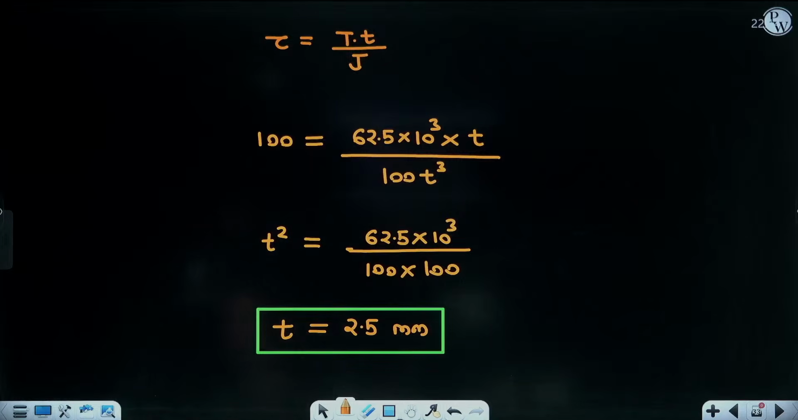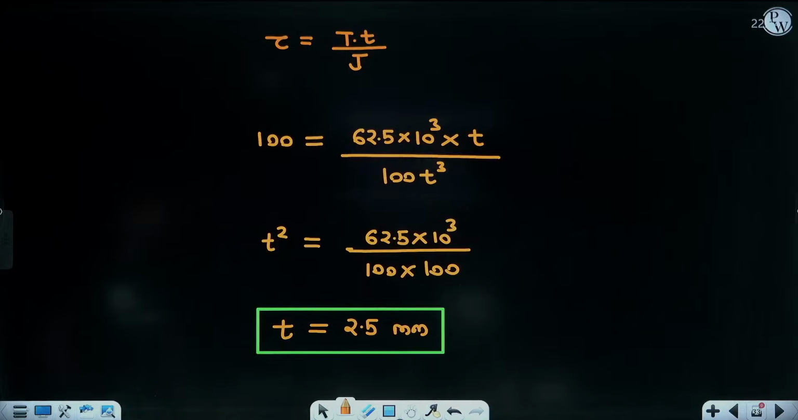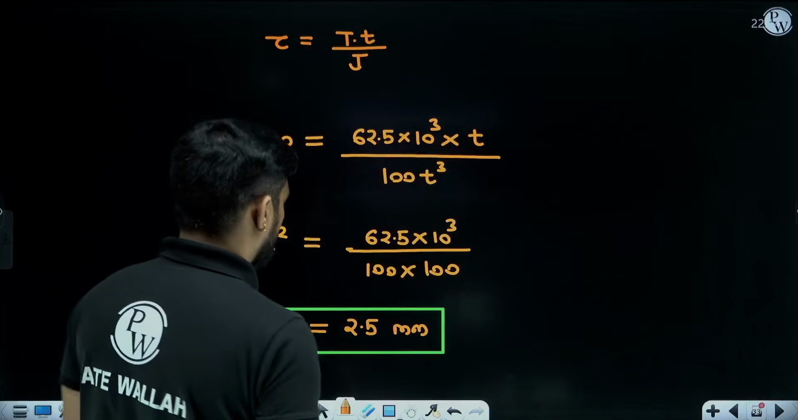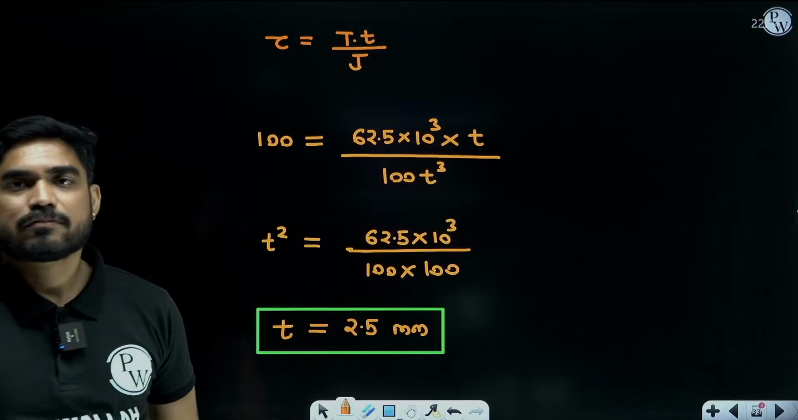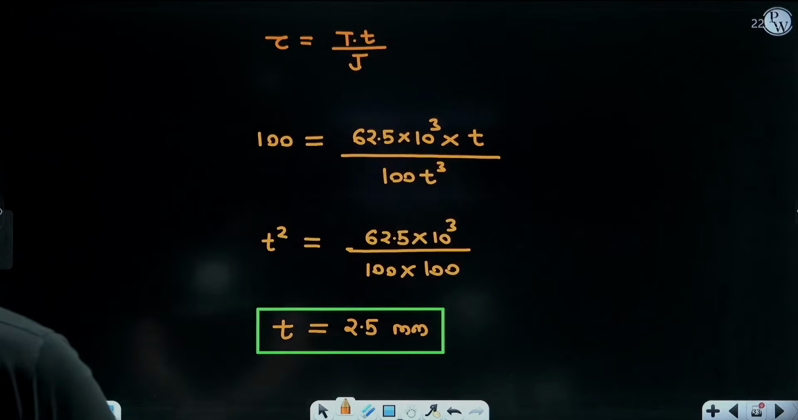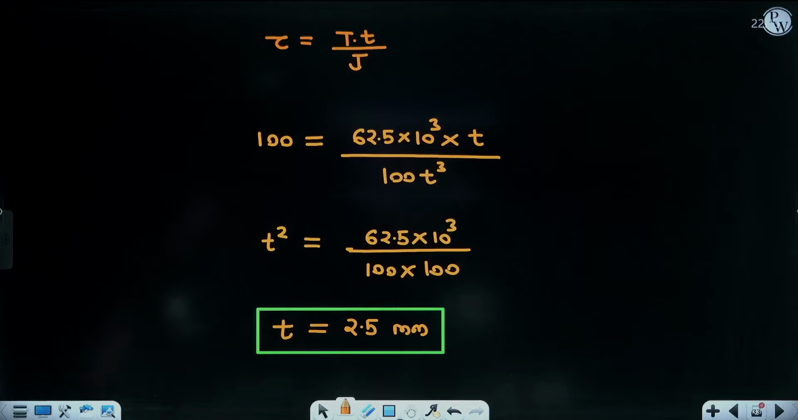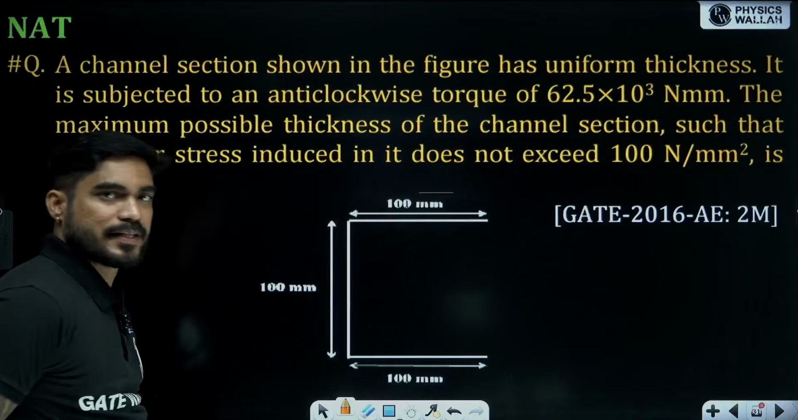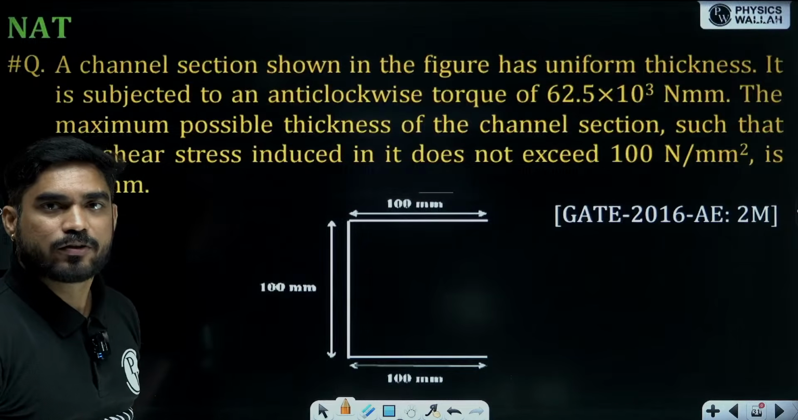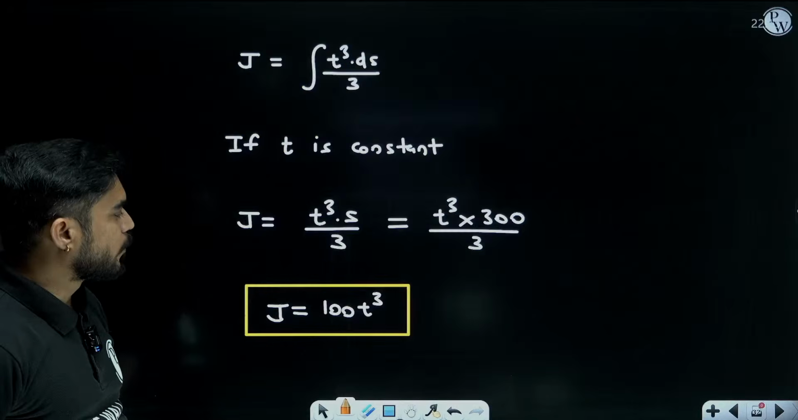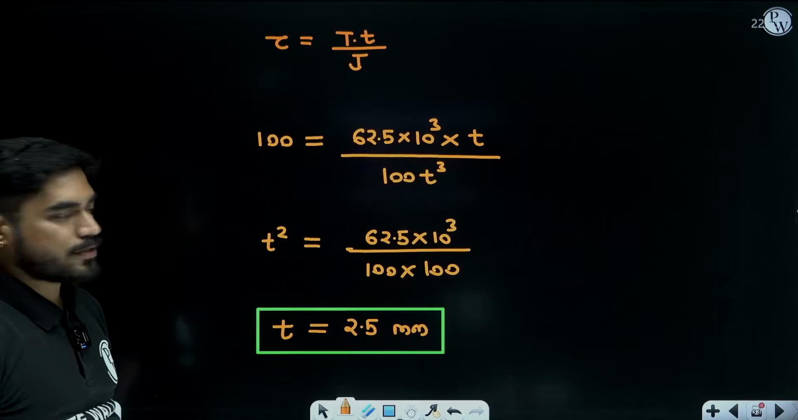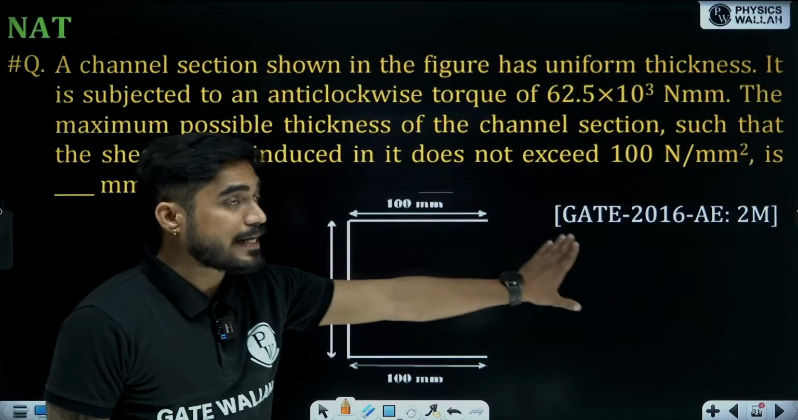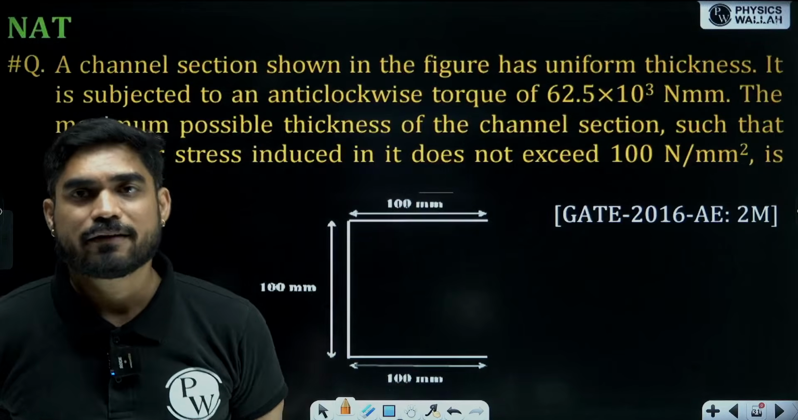I think there is some calculation mistake. You have calculated the value of T square. You need to find the value of T. T is 2.5 mm. Okay, so this is the thickness. Very good, very good. 2.5 mm. So this is the required thickness of the cross section. This was from GATE 2016. Okay.